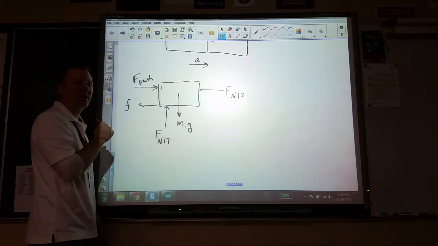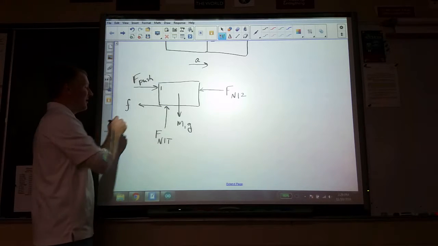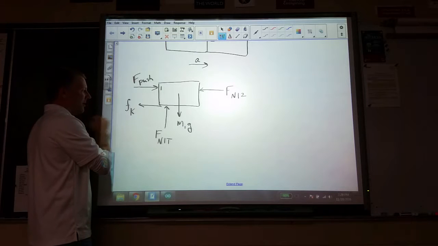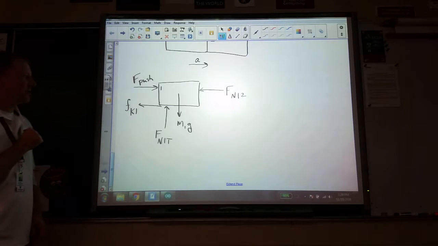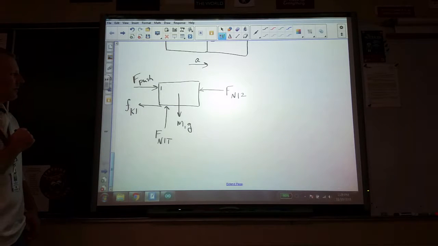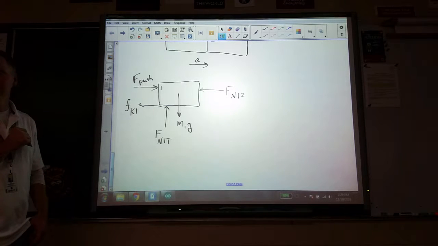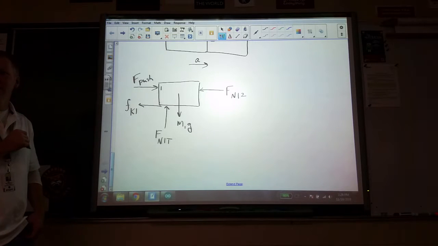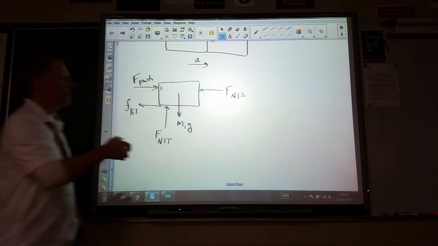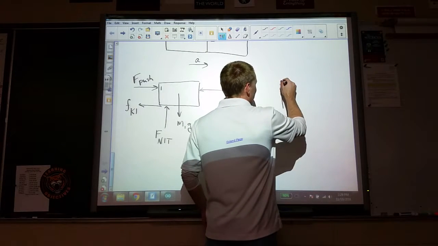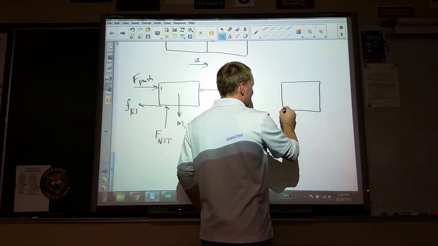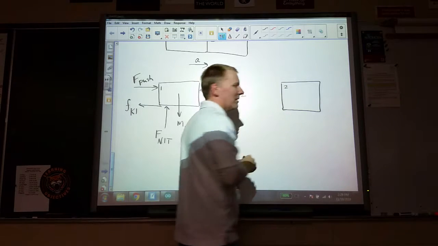I think you might have said already. Kinetic, because it's moving. FK. And we'll put it FK1, just to label it. That is a lot of forces. It's pretty simple, but it's a lot of forces. Yeah, pretty simple situation. Let's look at box 2, which is next to and being pushed by box 1.